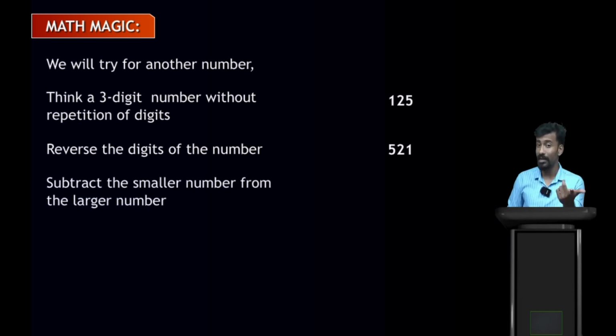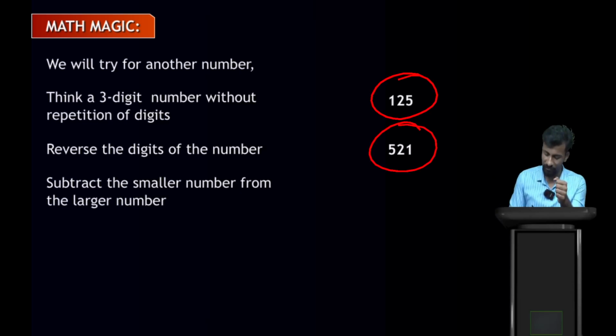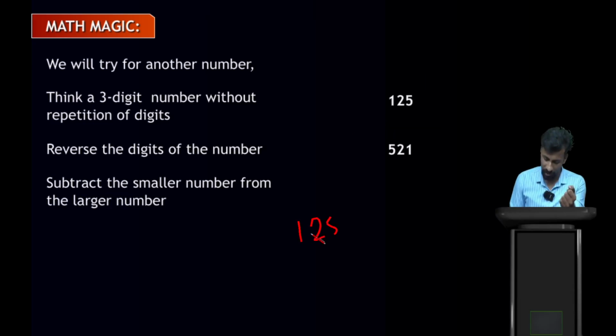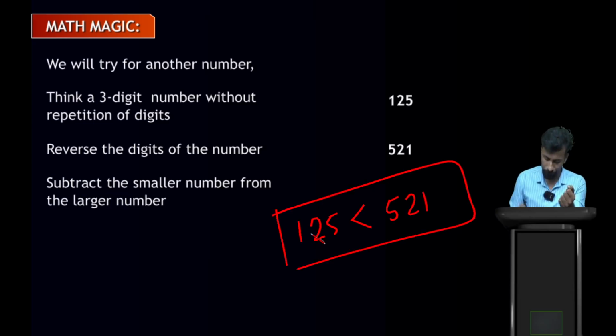Now what is the next step? We have to subtract the lowest one from the largest one, isn't it? Yes. So 125 and 521, which one is larger? We know that 521 is larger because 125 is lesser than 521. All of you know 125 is strictly less than 521, right?